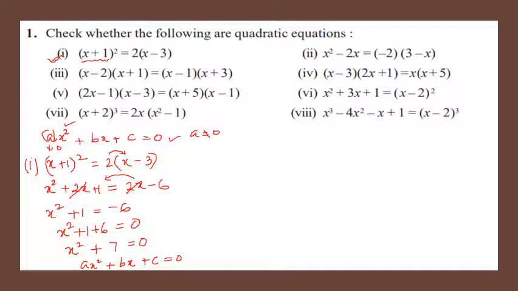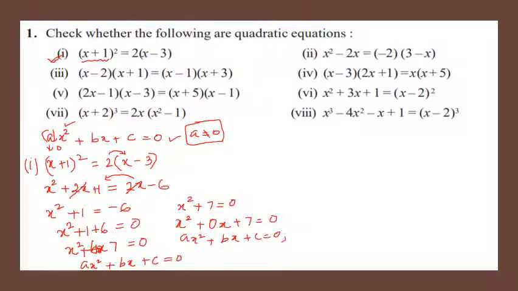Now let us see here. Here we got x square plus 7 equal to 0. Now is it of the form ax square plus bx plus c? Is there a bx term here? No, the x term is not there. Now what do we do if the x term is not there? We can simply put it as bx, because we have only the condition that a should not be equal to 0. b can be equal to 0. So x square plus 7 equal to 0 can be written as x square plus 0x plus 7 equal to 0. Now this is of the form ax square plus bx plus c equal to 0, where a is not equal to 0. Therefore we get a quadratic equation.